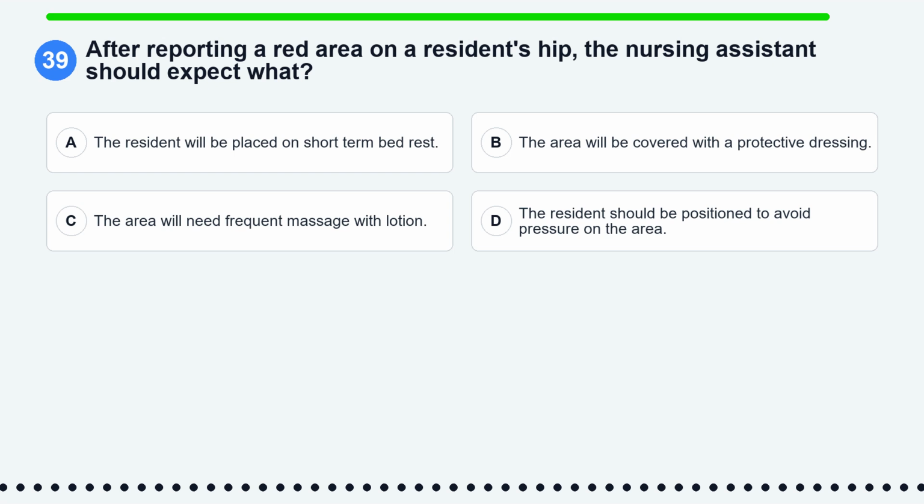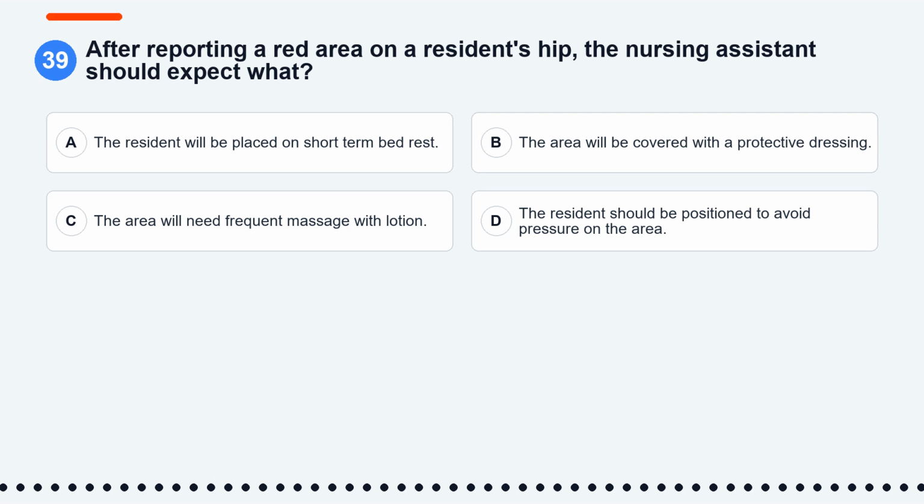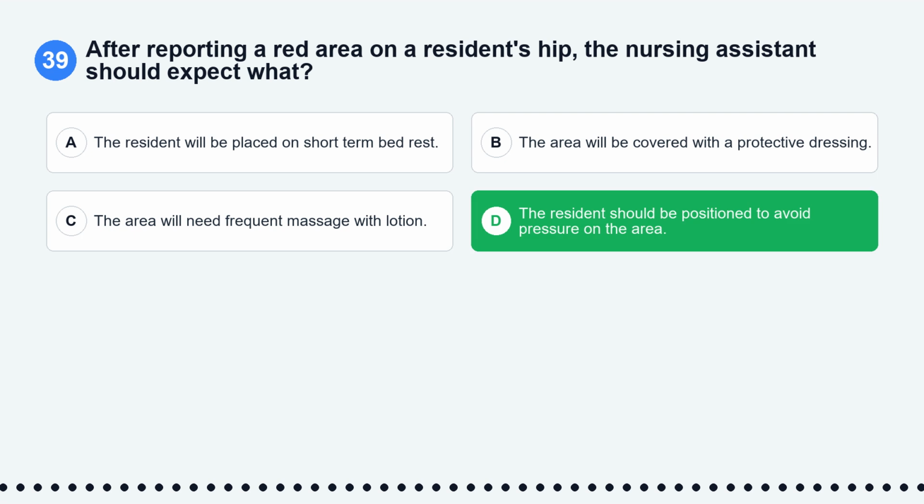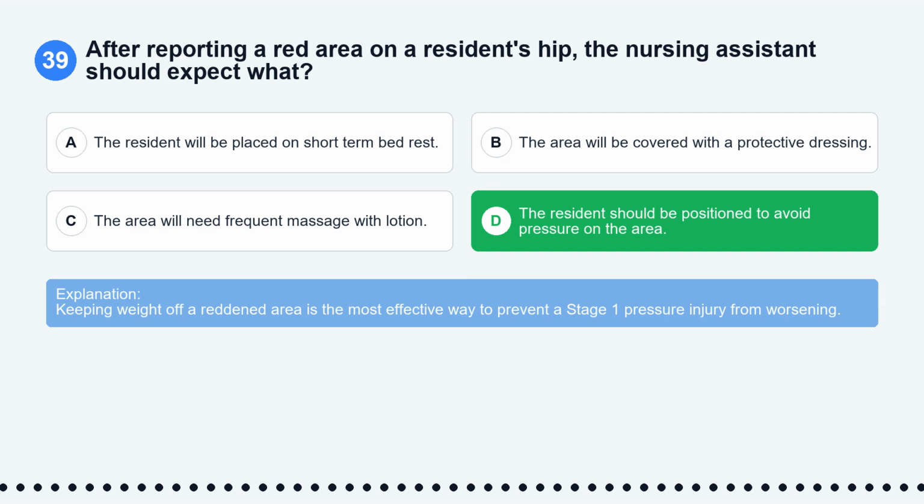Question 39. After reporting a red area on a resident's hip, the nursing assistant should expect what? Option A, the resident will be placed on short-term bed rest. Option B, the area will be covered with a protective dressing. Option C, the area will need frequent massage with lotion. Option D, the resident should be positioned to avoid pressure on the area. The correct answer is option D, the resident should be positioned to avoid pressure on the area. Keeping weight off a reddened area is the most effective way to prevent a stage 1 pressure injury from worsening.